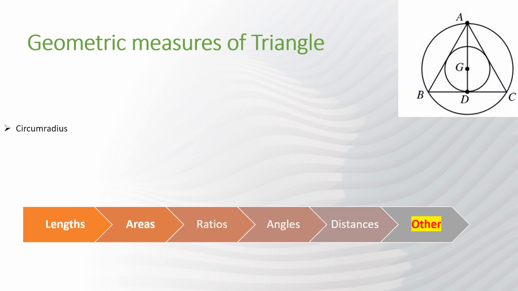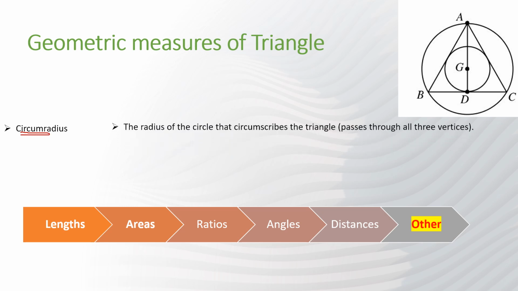concepts again. We have the circumradius. What is the meaning of circumradius? It's the radius of the circle that circumscribes a triangle, for example, the outside one. This is the circle which passes through all three vertices. It circumscribes the triangle. And what is the radius of this circle? That's a point of interest many a time, right?